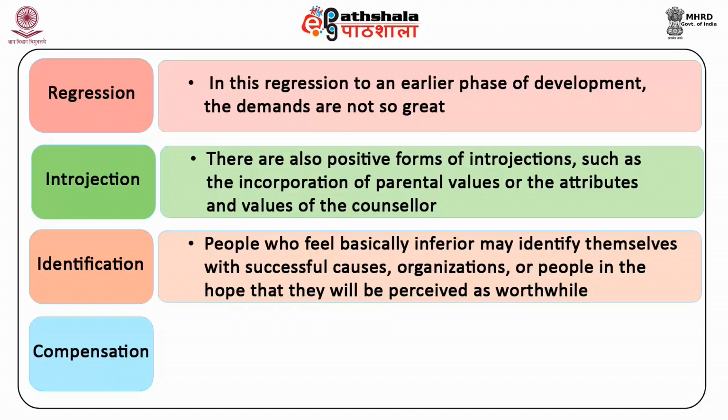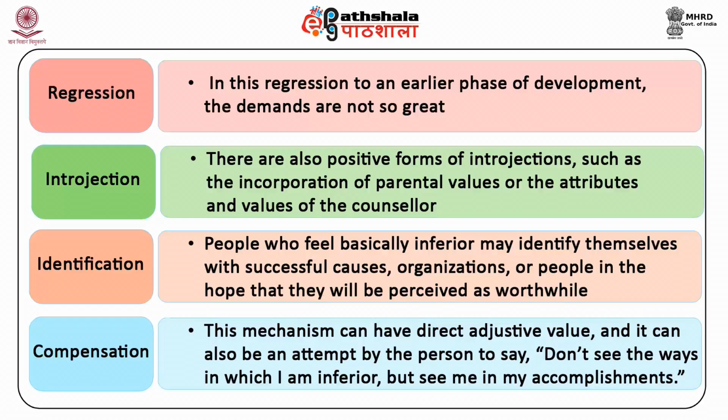Compensation consists of masking perceived weaknesses or developing certain positive traits to make up for limitations. Thus, children who do not receive positive attention and recognition may develop behaviors designed to at least get negative attention. This mechanism has direct adjustive value, and it can also be an attempt by the person to say, don't see the ways in which I am inferior, but see me in my accomplishments.